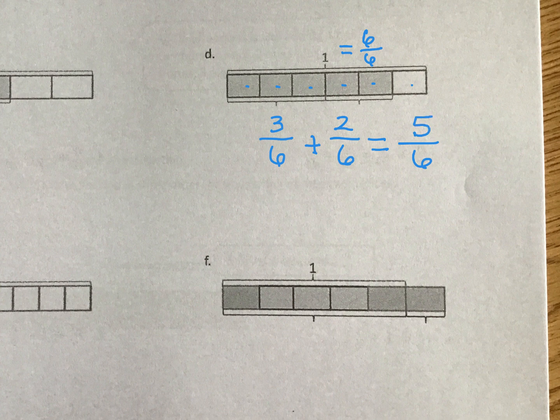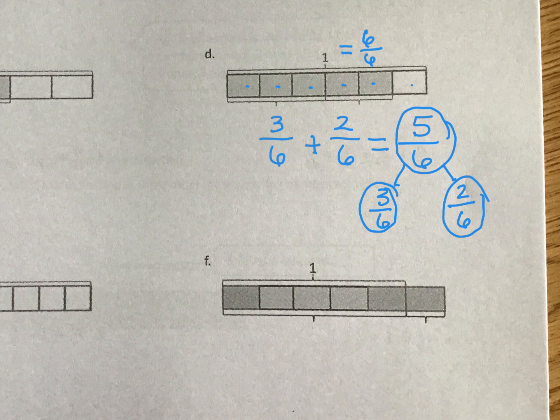Now I'm going to stop and I'm just going to put this into a number bond to show you. Okay, we have 5 sixths, and we can divide that up into our number bond. 3 sixths and 2 sixths equal 5 sixths.